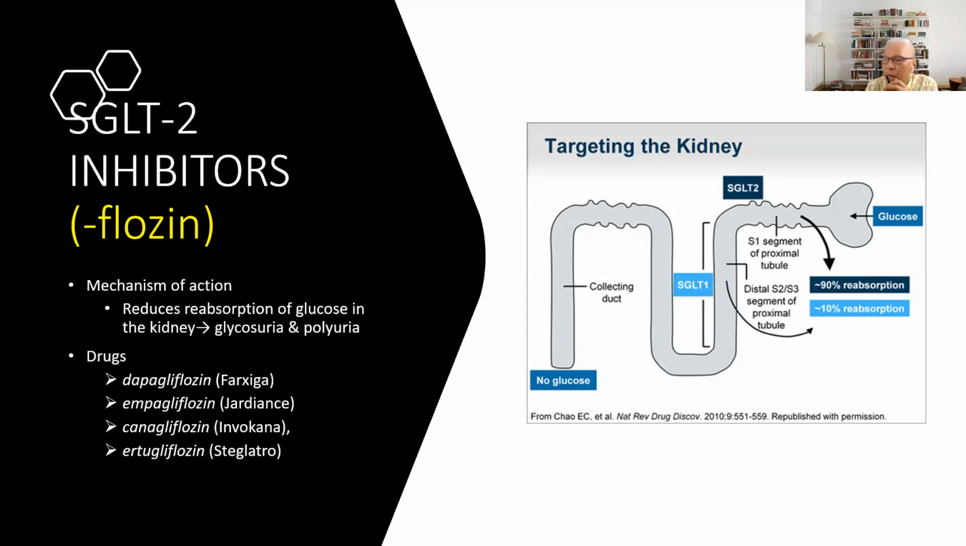So remember that it is a drug that acts in the proximal convoluted tubules. So they end with flozin. Remember, flow, urine flow, it eliminates the glucose that is supposed to be reabsorbed. And it does that by inhibiting SGLT2. Okay.